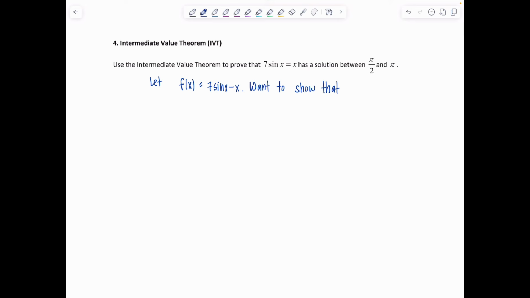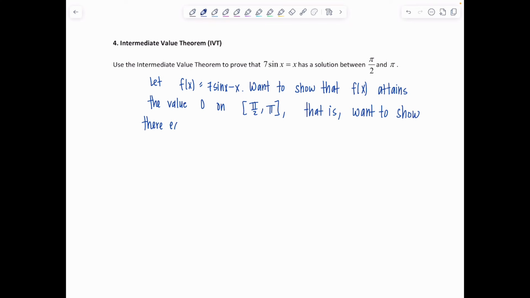that f of x attains the value 0 on the interval from pi/2 to pi. That is, I want to show that there exists, do you know the shortcut or math symbol for writing there exists? It's like a backwards E. There exists some number C that's on the interval from pi/2 to pi.